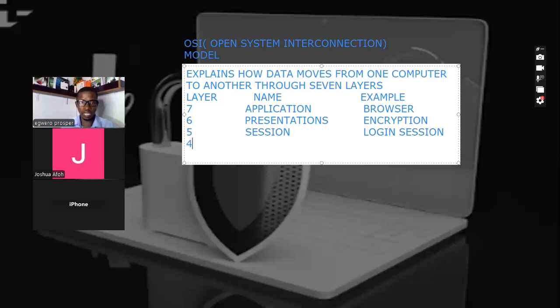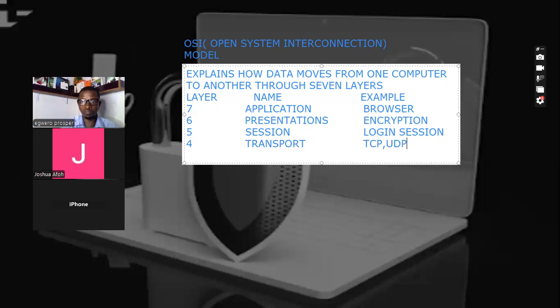Then we have layer 4. Layer 4 is where we have the transport. Here we have the transport. So under the transport, we now have the TCP and the UDP.